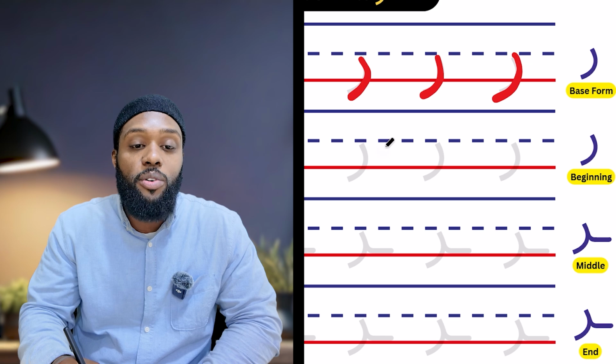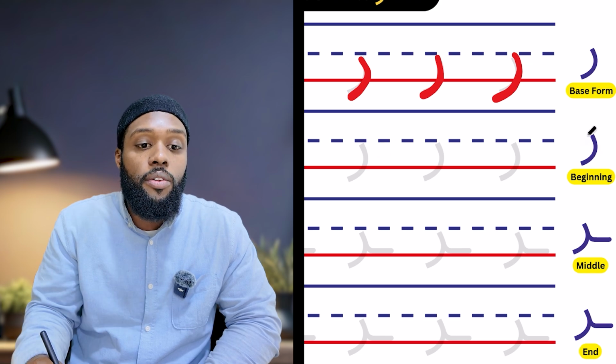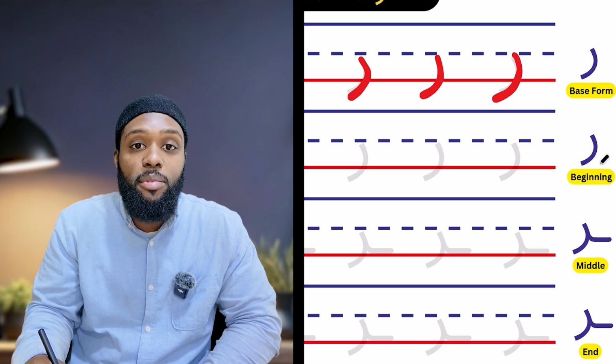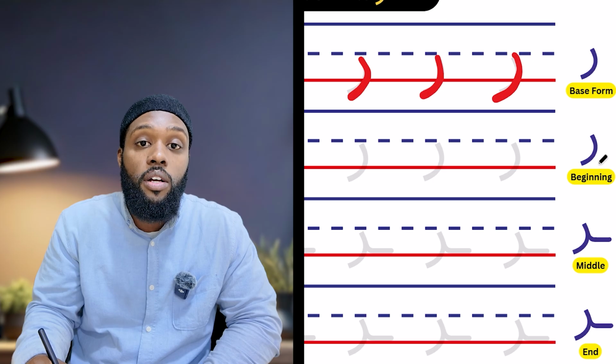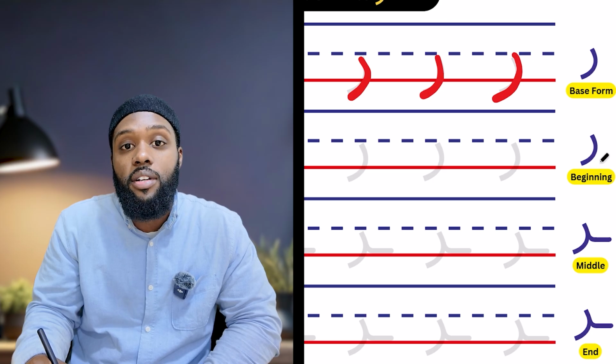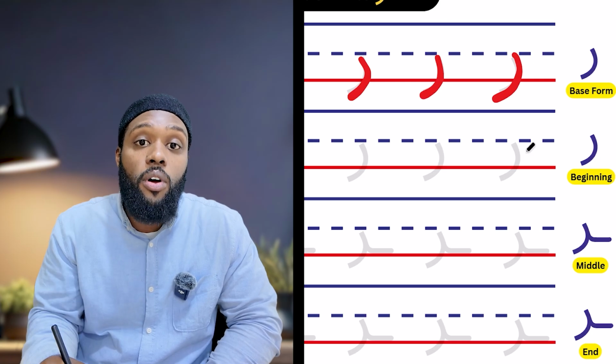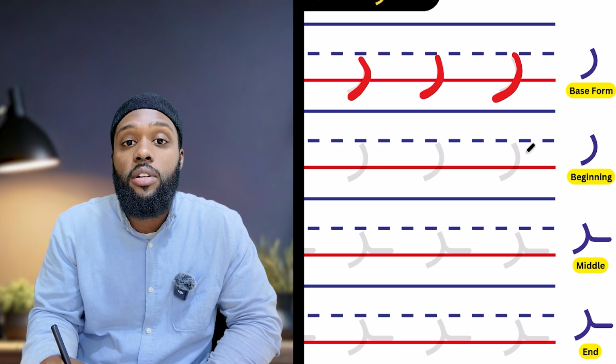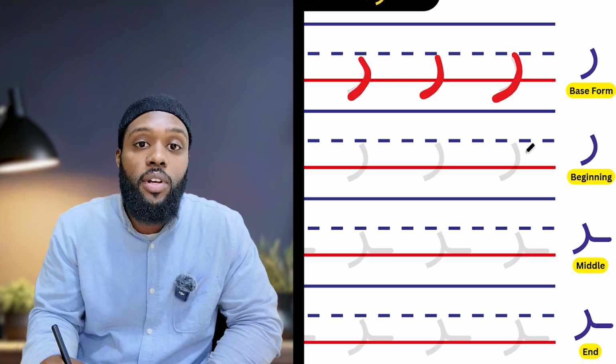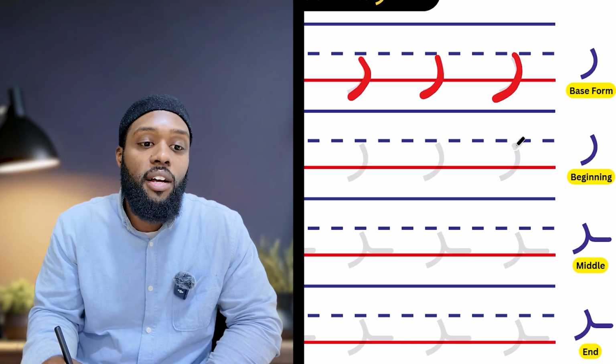Very simple and straightforward. At the beginning of a word, the Ra looks like this, right? Exact same as it is in its base form. And this is because the letter Ra does not connect to letters after it. So it does not connect to letters from the left side. So the letter Ra is written at the beginning of a word in its isolated form, okay, in its base form. And we see that again here.